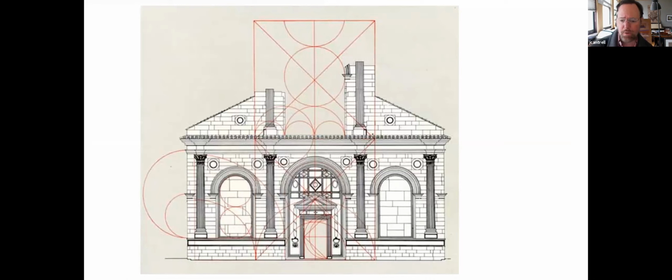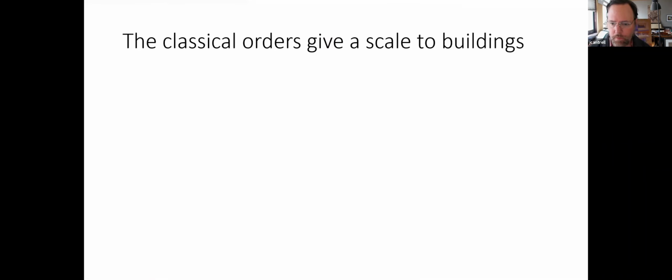Of course, the classical order is the Corinthian order, which uses the base. The columns are 10 diameters tall, which of course proportions the entire architrave, frieze, and the cornice. It's interesting when things intersect. If you see the two red lines that intersect each other, it becomes the very midpoint of the pediment on the door. Again, classical orders give a scale to buildings.